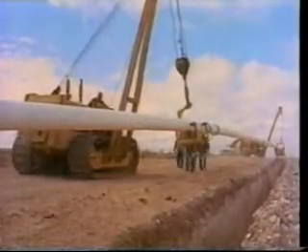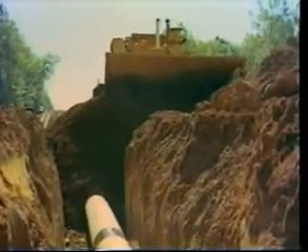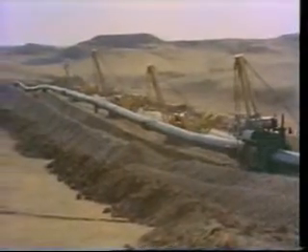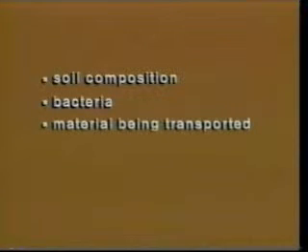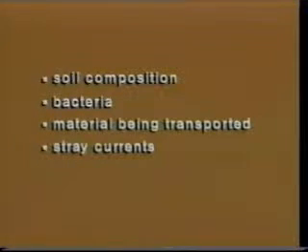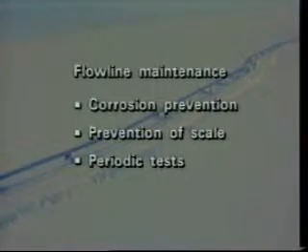The transport of heated fluids may also result in flow line movement due to expansion and contraction of the flow line metals. Thus, expansion joints may be required to prevent costly line damage. Corrosion of a flow line may occur due to factors such as soil composition, bacteria, the materials being transported, even the presence of other lines. Flow line maintenance includes corrosion prevention, both internal and external, prevention of scale and other solid deposits, and periodic tests to ensure flow line integrity.